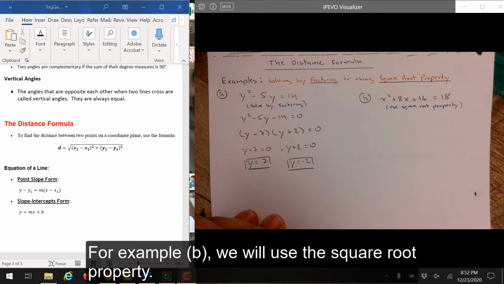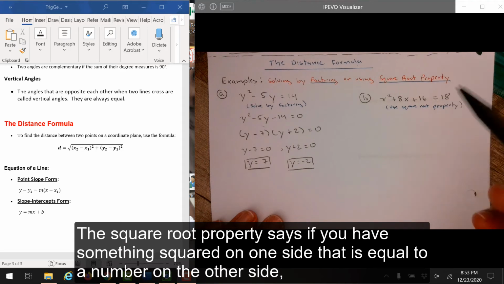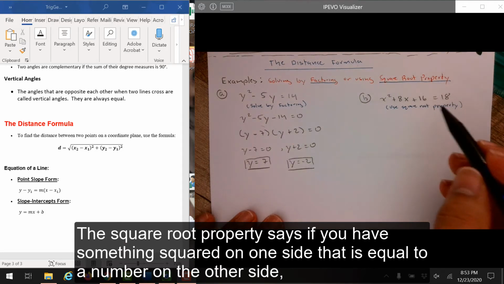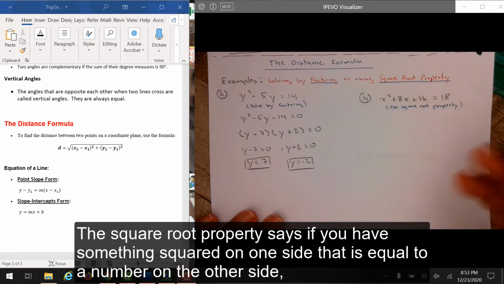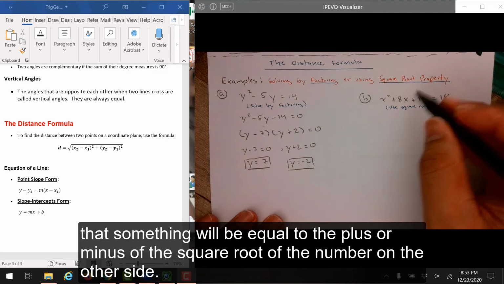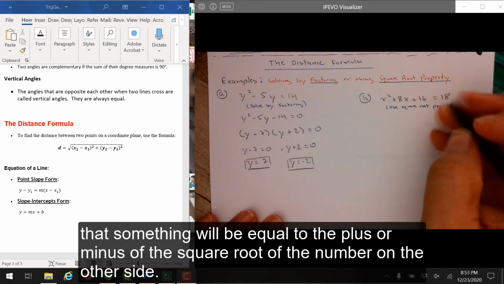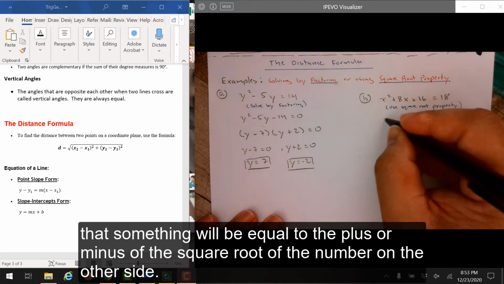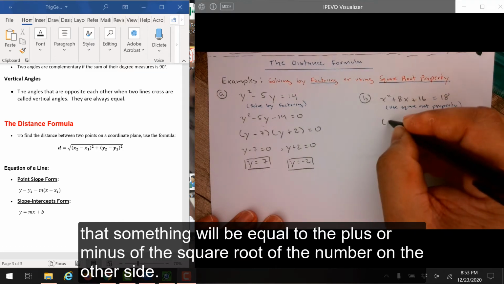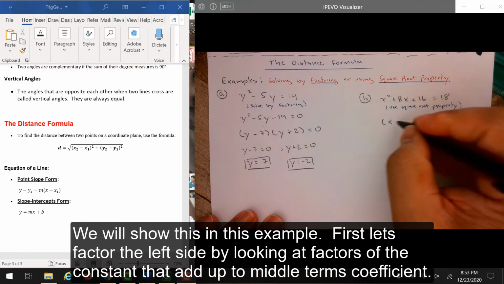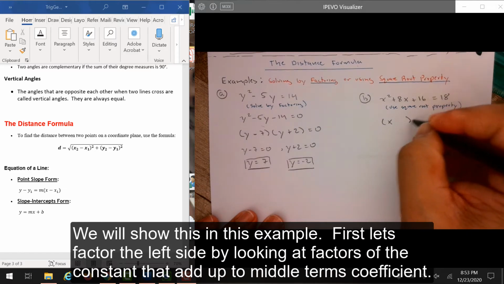For example B, we'll use the square root property. The square root property says if you have something squared on one side that is equal to a number on the other side, that something will be equal to the plus or minus of the square root of the number on the other side. We will show this in this example.